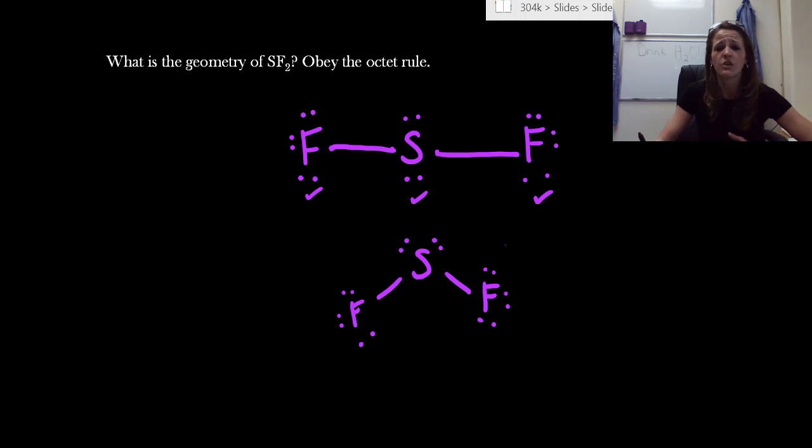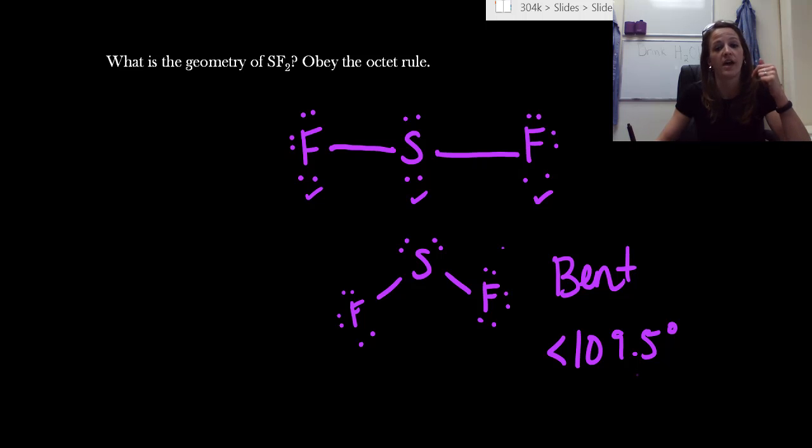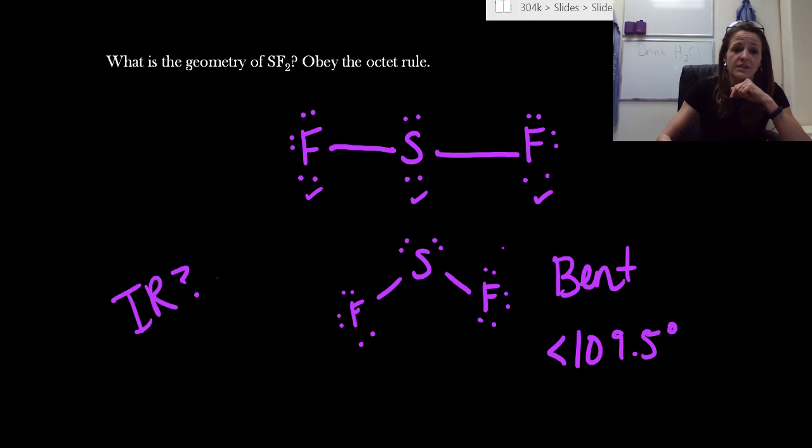And so hopefully you could look at this and be like, oh my gosh, this has the exact same structure as water. We have 4 regions of electron density, 2 are bonds, 2 are lone pairs. When we have that combination, it is definitely what's considered a bent molecule. Now, if I asked you, you would then tell me that it has bond angles of less than 109.5 degrees. And then if I really wanted to be challenging, I would ask, does that absorb IR radiation? And the answer is definitely yes.